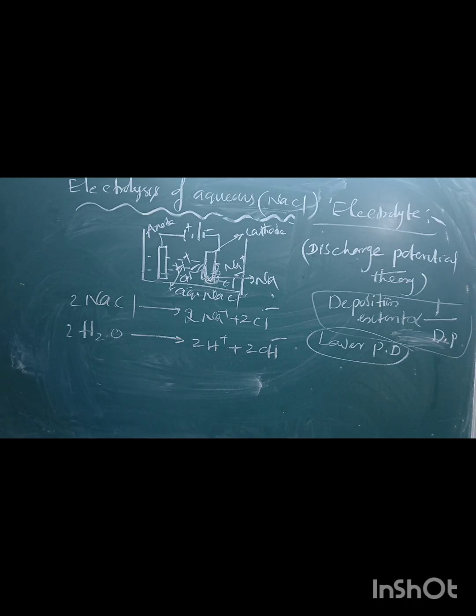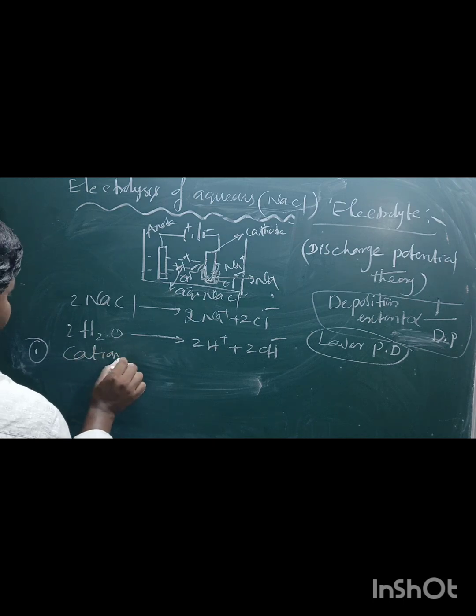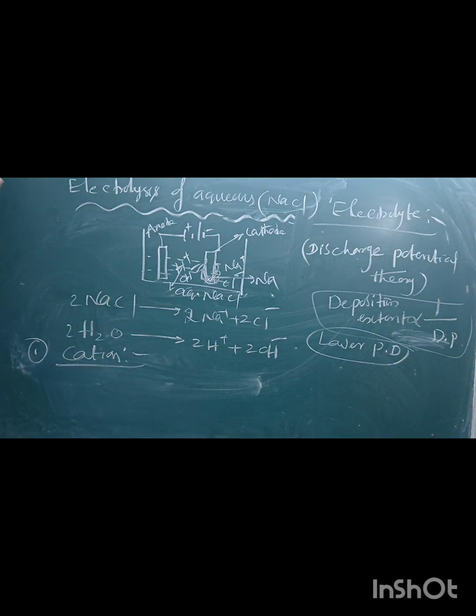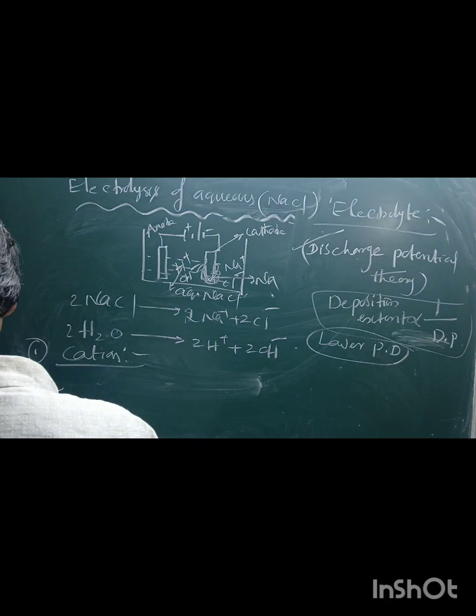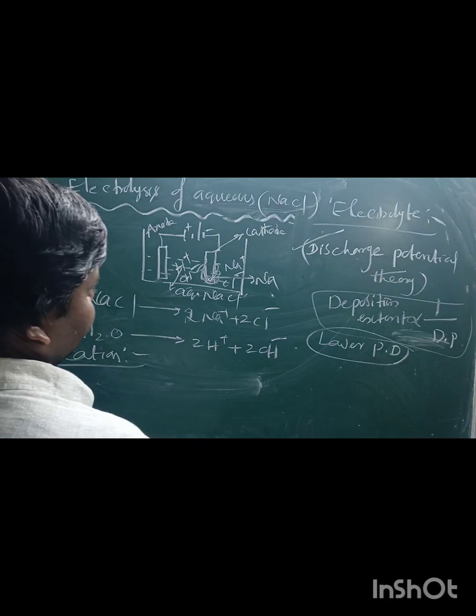Here the order is there. Based on that order, we should write. Now I am taking here the order with respect to cations. Now I am taking increasing order. First, noble metals like platinum, gold, silver, mercury, copper. These are called. So what is the principle of this one? Discharge potential theory. An ion with lower discharge potential will discharge first.